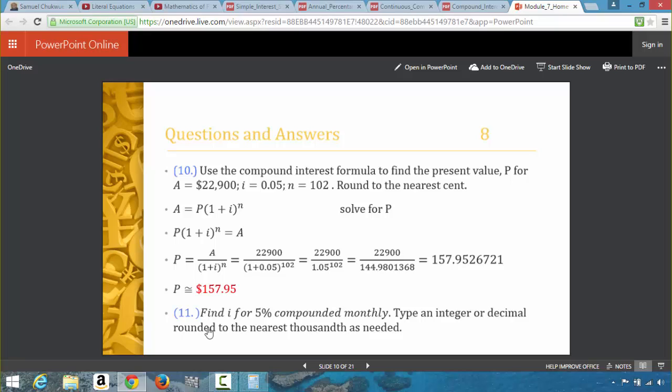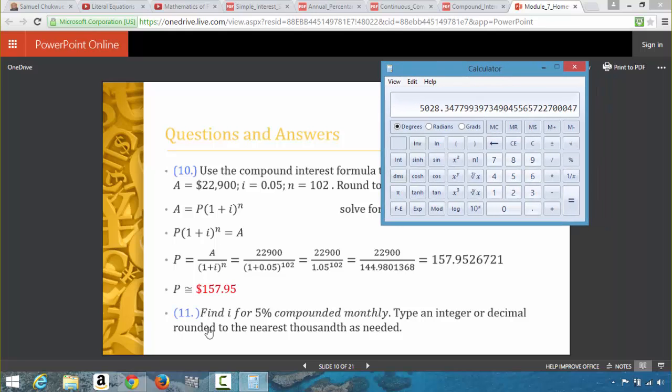Question 10, we have to solve for P. In this case, you can use the memory function if you don't want to write out everything. Although I didn't use this calculator, I used my own calculator when I did this, I'm sure that will be the same answer. If you have 1.05 raised to power 102, so you have this.